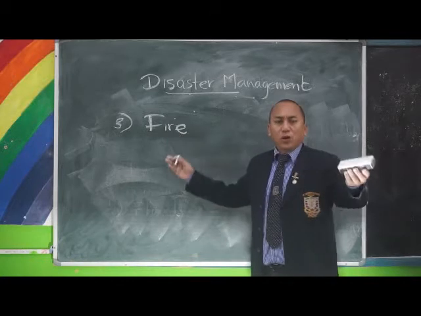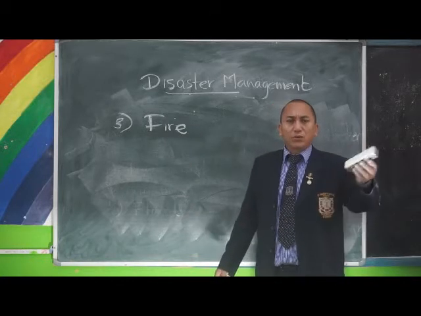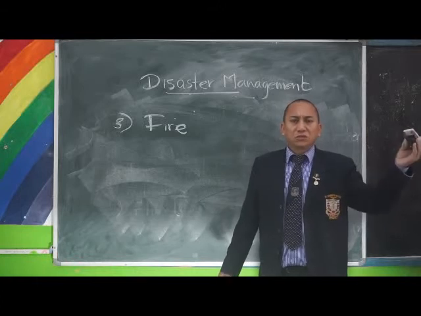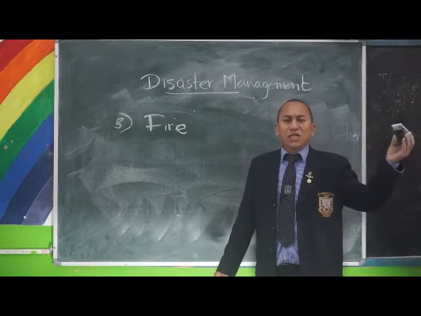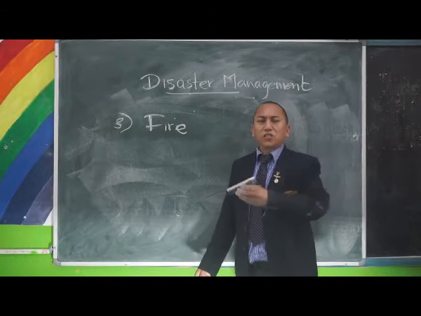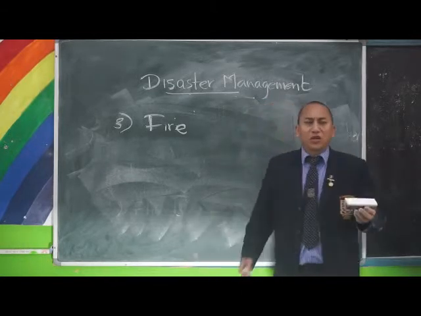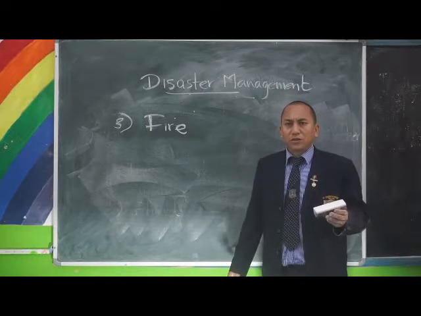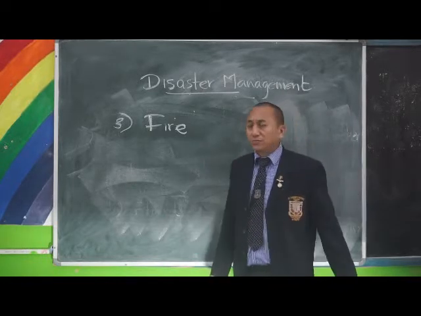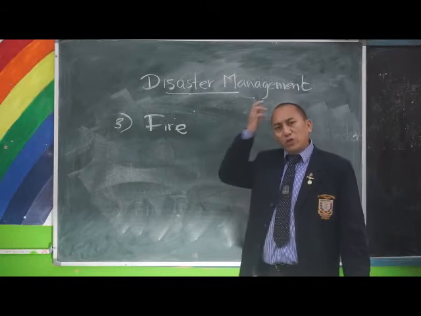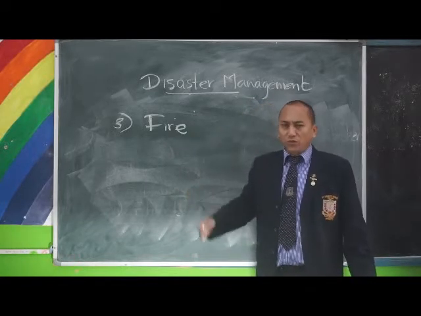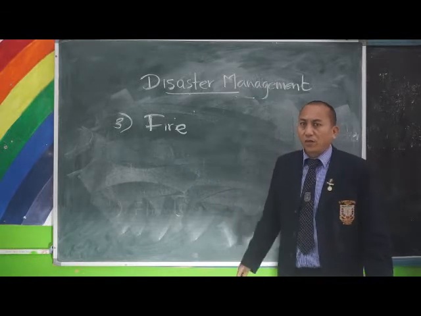A lot of property and lives were lost. Some people lost their lives. Animals were all killed. Forest vegetation cover was all destroyed. Property and houses were burnt. That's what happened in Australia. With great difficulty, they could control it. So, fire is also one of the causes which results in the destruction of property and the loss of lives.